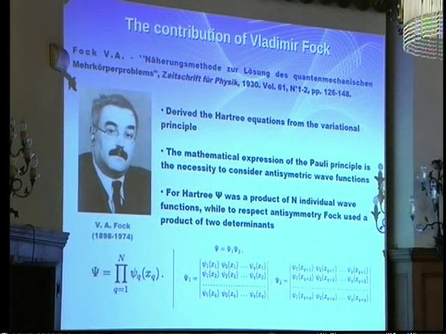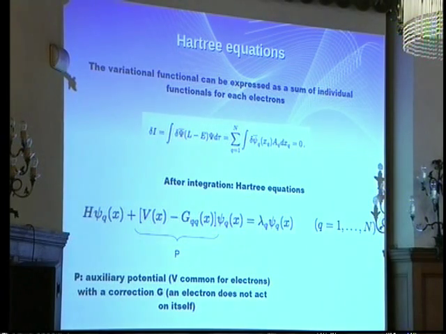And later, a better expression would be given by the Slater determinant that Slater developed in 1929. So in Hartree's case, the variational principle can be expressed as a sum of individual functions for each electron. And after integration, you obtain the Hartree equation, which looks like a Schrödinger equation with V minus J, which is an auxiliary potential. V is common for all the electrons, and J is a correction for the fact that the electron does not act on itself.